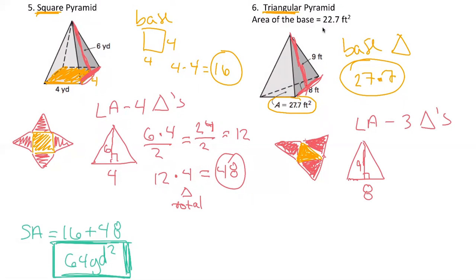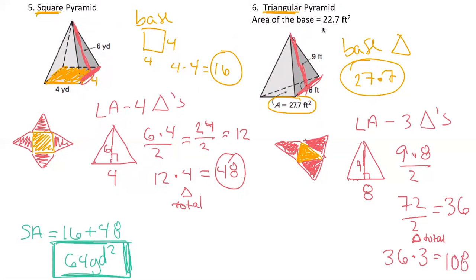All right, here we go. So I'm going to do 9 times 8 divided by 2. Okay, so I get 72 divided by 2, which makes 36. And then I'm going to take my 36 and I'm going to multiply it times 3, because remember, we're going to have 3 total triangles. So when I multiply that, I get 108 is the area of all 3 of those triangles that meet up at the point.